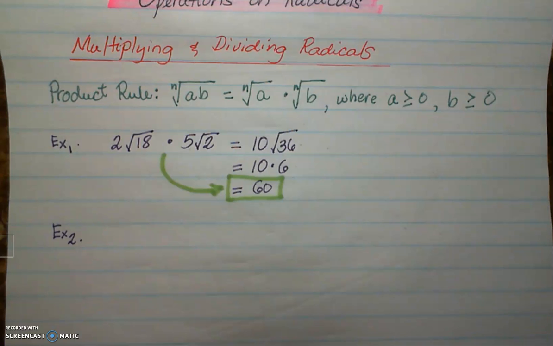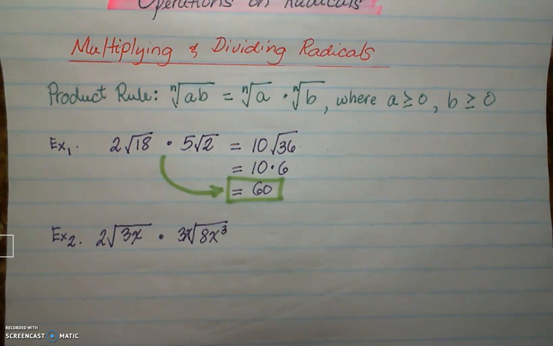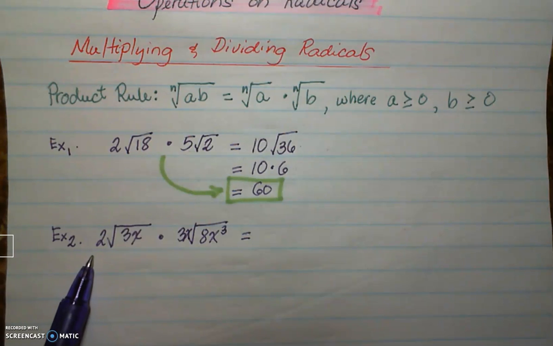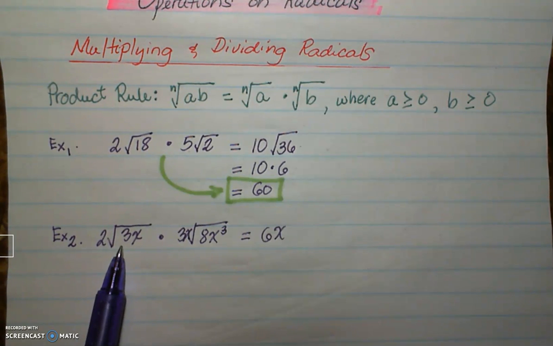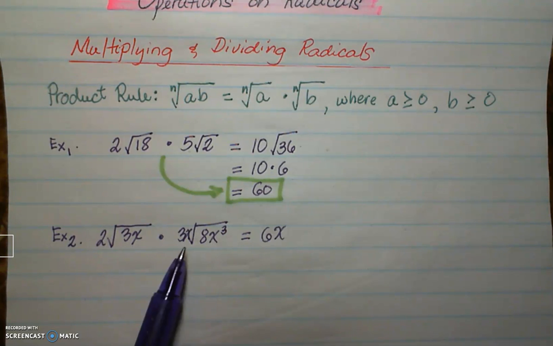Let us now go to example number 2: 2 square root of 3x times 3x square root of 8x cubed. Once again, multiply the coefficients. The number in the front with this one is 6x, and multiply the number inside the radical with the number inside the radical. So that's going to be 24x to the fourth power.